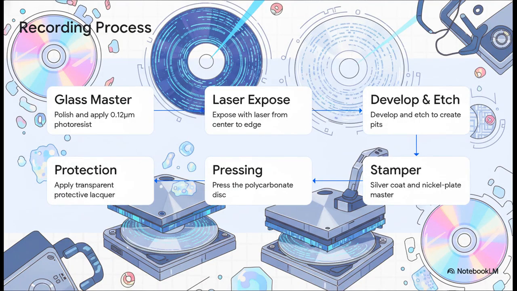So how do we physically manufacture that? The workflow is rigorous, to say the least. First, a perfectly polished glass master gets coated with a microscopic layer of photoresist. Then, a modulated laser beam exposes this layer, moving from the center outward. We develop and etch those exposed areas to create the physical pits. Next, that master is silver-coated and nickel-plated to create a rigid stamper. Finally, the actual polycarbonate disc is pressed onto that stamper and sealed with a protective lacquer. It's a real journey from glass to plastic.